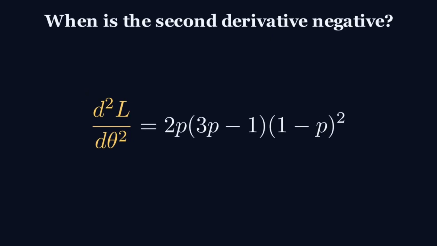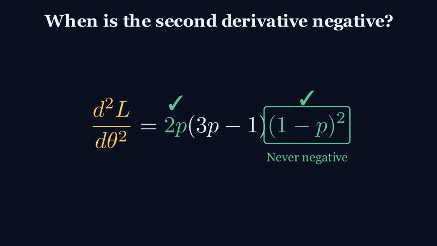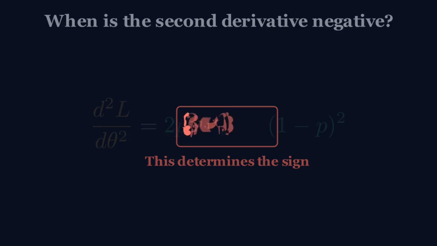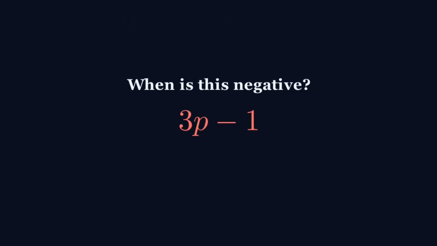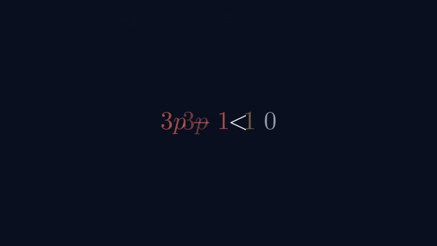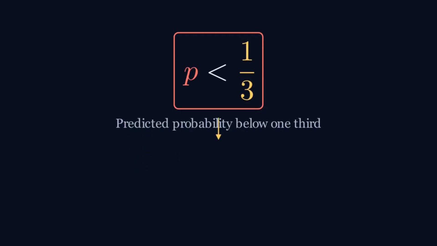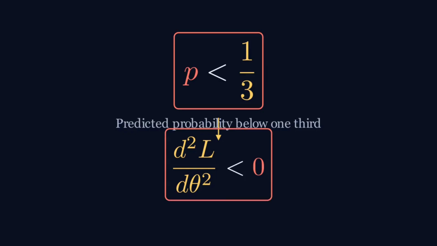Now remember, convexity depends on its sign. We know that p is greater than 0, and therefore (1 minus p) squared is greater than or equal to 0. So we want 3p minus 1 to be greater than or equal to 0. So, p being greater than or equal to a third. So for this training example, when p is less than a third, the function is non-convex. And that's the proof, ladies and gentlemen.